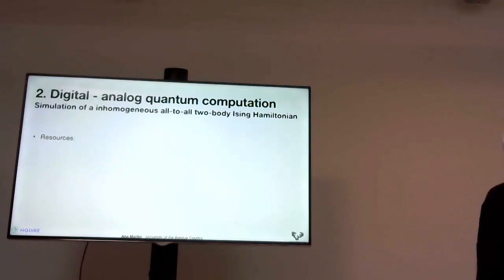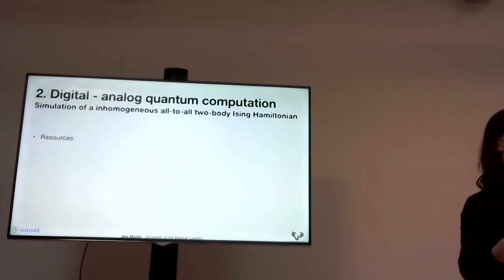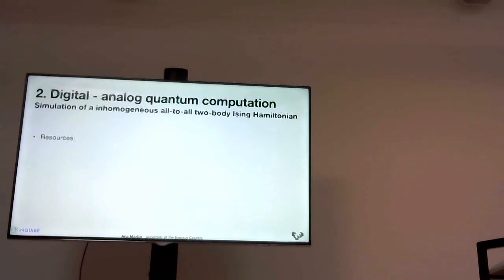It is possible to use this paradigm to simulate different interaction Hamiltonians, and the easiest one to show how this works is the inhomogeneous all-to-all two-body Ising Hamiltonian. I want to use this interaction Hamiltonian, without losing generality, to tell you how this paradigm works. As a resource, we are going to use the interaction Hamiltonian. We are going to assume it is a homogeneous Ising Hamiltonian.